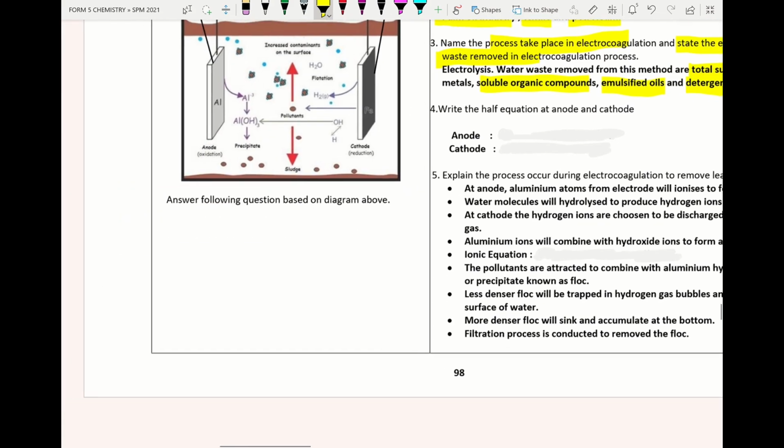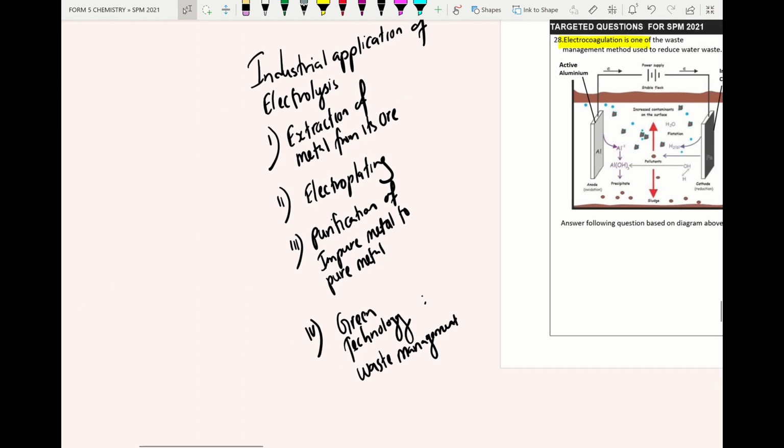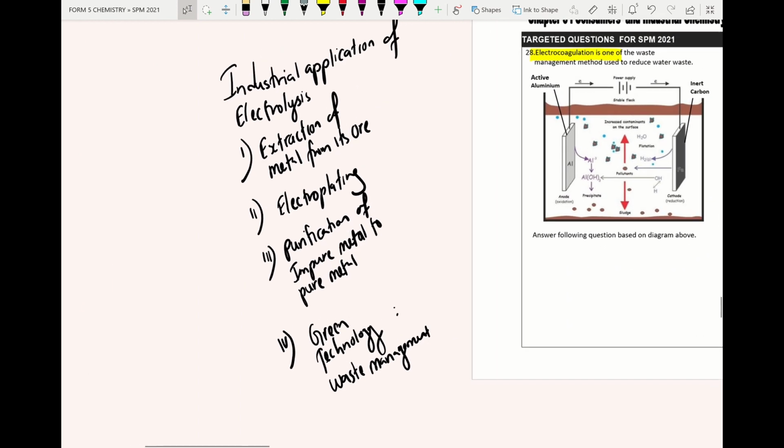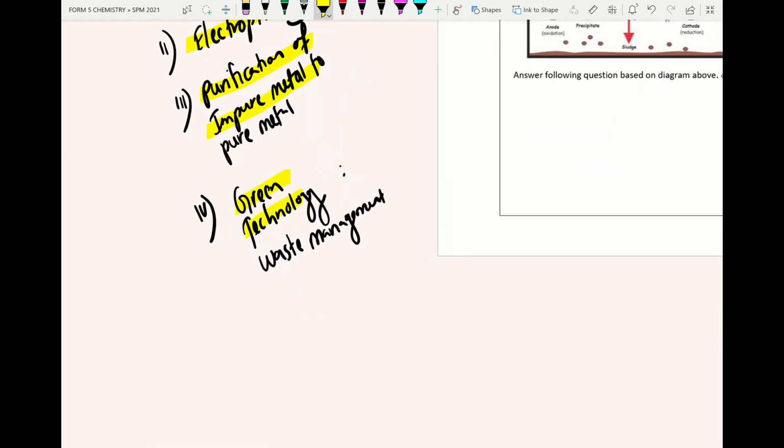All right, so we try to check this process. Under the application of electrolysis process, we have extraction of metal from its ore, electroplating, and purification of impure metal to pure metal. All right, and one more, please remember that under green technology waste management, there is one more industrial application, which is known as electrocoagulation. This electrocoagulation uses the electrolysis process.